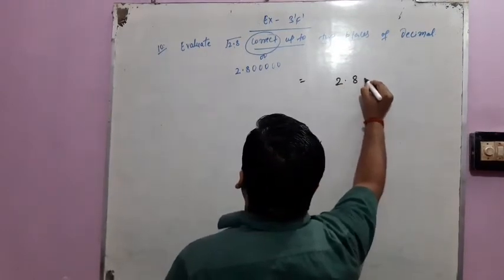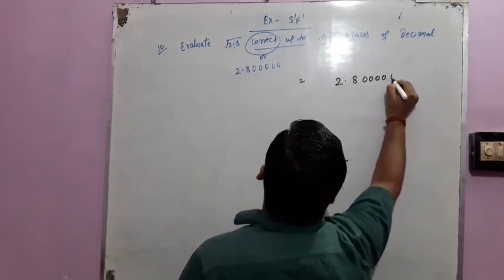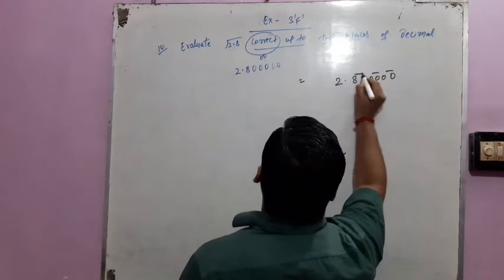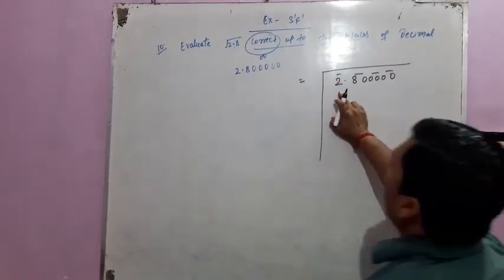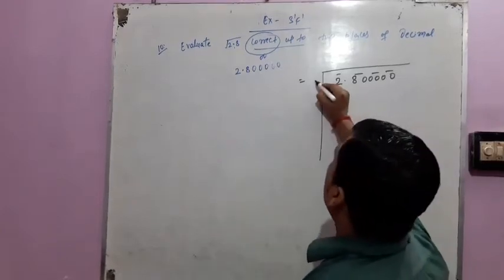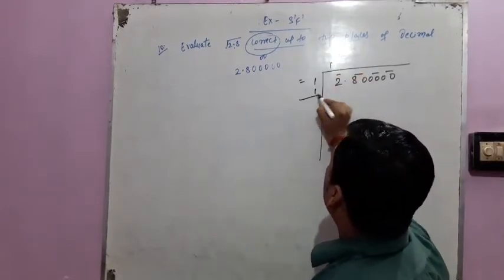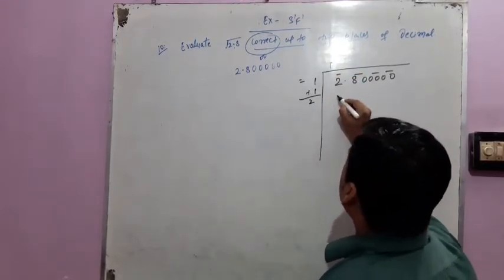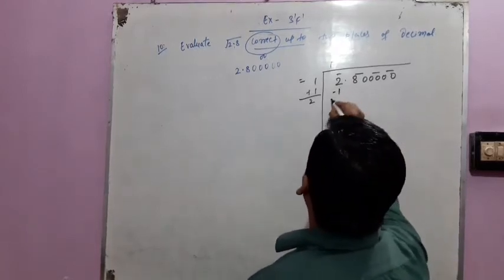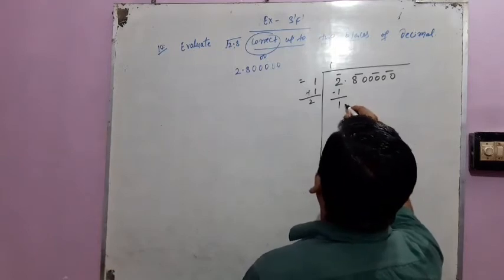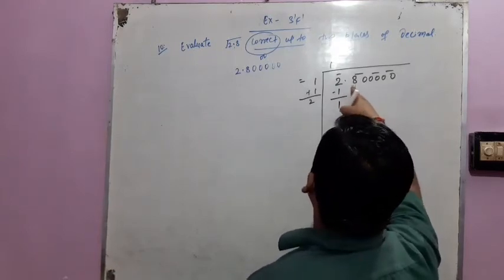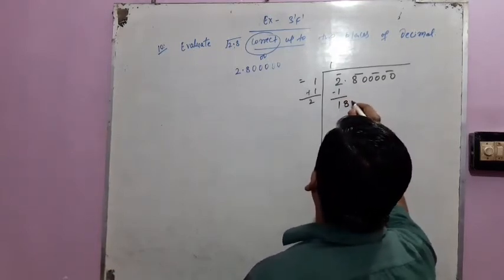2 decimal 8 and how many zeros? 5 zeros. Now we'll make pairs from here. Now think in your mind, the square of which number is closest to 2? Of course 1. 1 times 1 is 1, subtracting the values, we will get here 1. Now, when we are taking the digit after the decimal, we have to mark the decimal here.